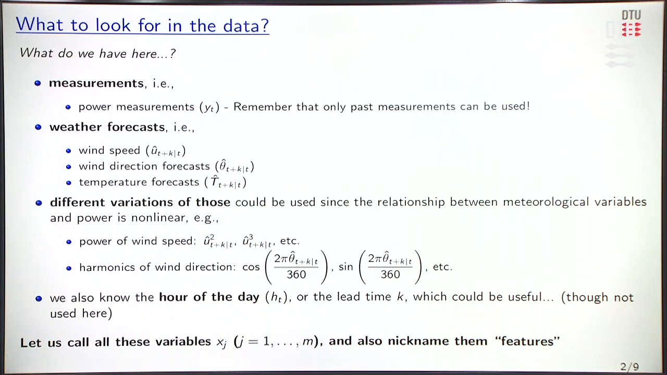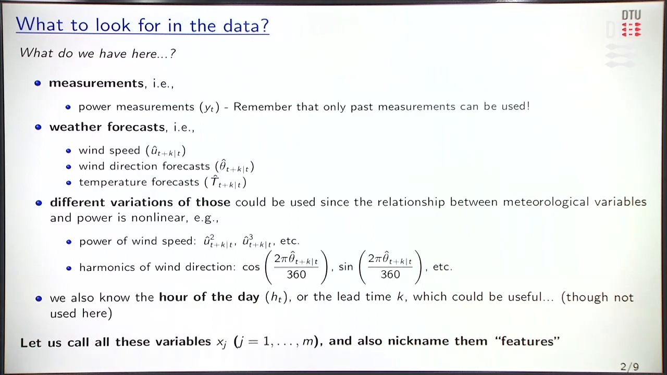We have measurements, so that's the power measurements at the level of the wind farm, Y_t. We have weather forecast, that can be wind speed forecast, û_{t+k|t}. We have wind direction forecast, θ̂_{t+k|t}. And we have temperature forecast, T̂_{t+k|t}. These are the base input variables that we have for our problem.